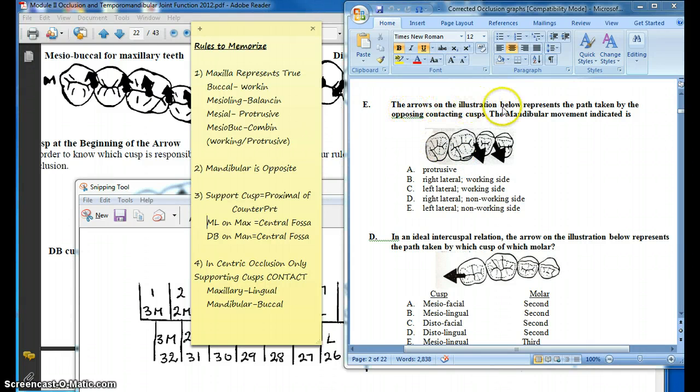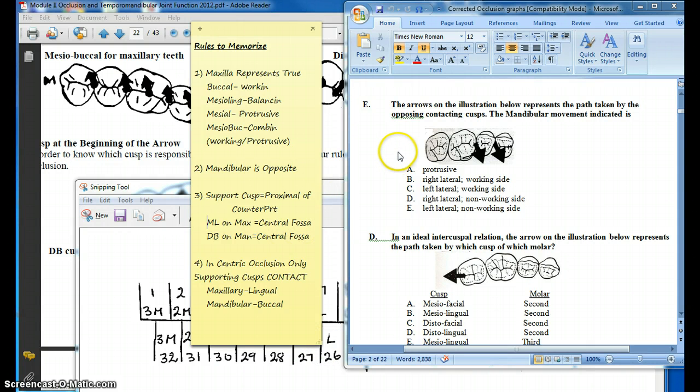The arrow in the opposing illustration below represents a path taken by the opposing contact cusp. The mandibular movement indicated is. So now remember, we're talking about mandibular movement here, so don't get confused, but this is a maxillary right side. So if it's a maxillary right side and they're drawing the mandibular movement to your left, if that makes sense. This is the maxillary right side, and it's drawn.